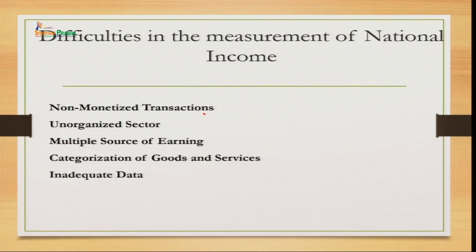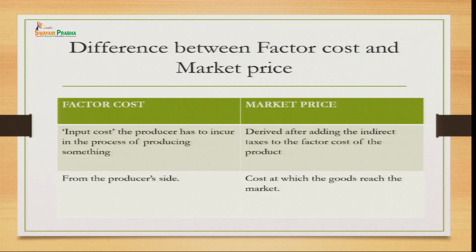Categorization of goods and services is a difficulty we face in the product method, and differentiating between final goods and intermediate goods is also not an easy task. And lastly, because of inadequacy of data, the data is not properly available to us, so there is a problem in calculating national income, right. Then this is the difference between factor cost and market price. Like I said, factor cost is the cost calculated for the factors of production, the cost incurred for producing that good, and market price is the price at which you are going to sell your product in the market.